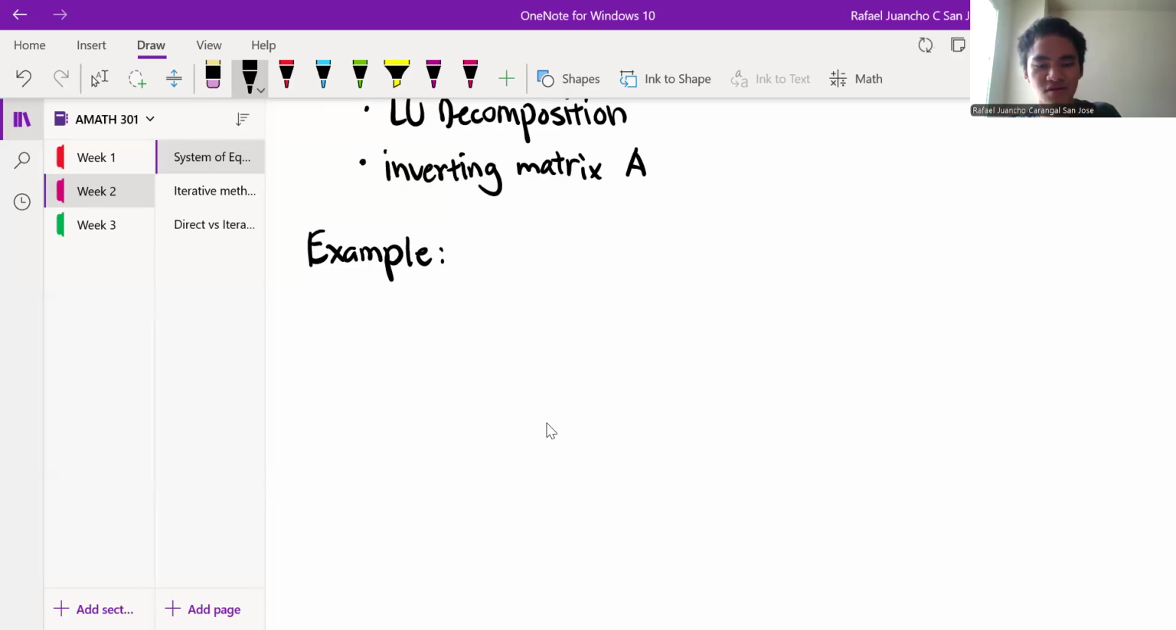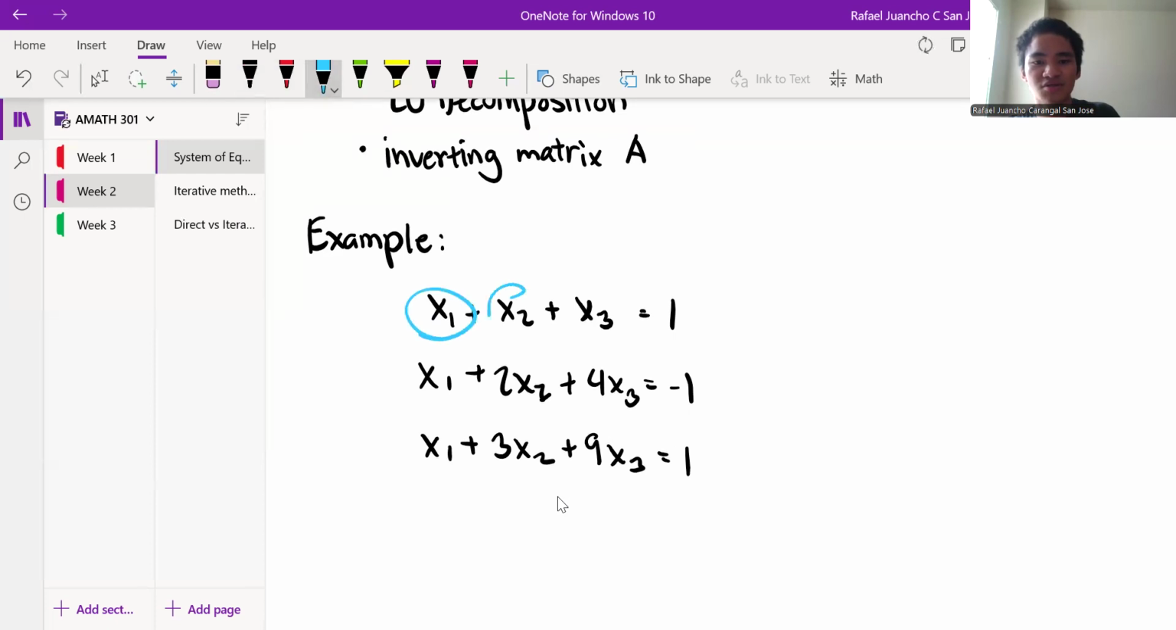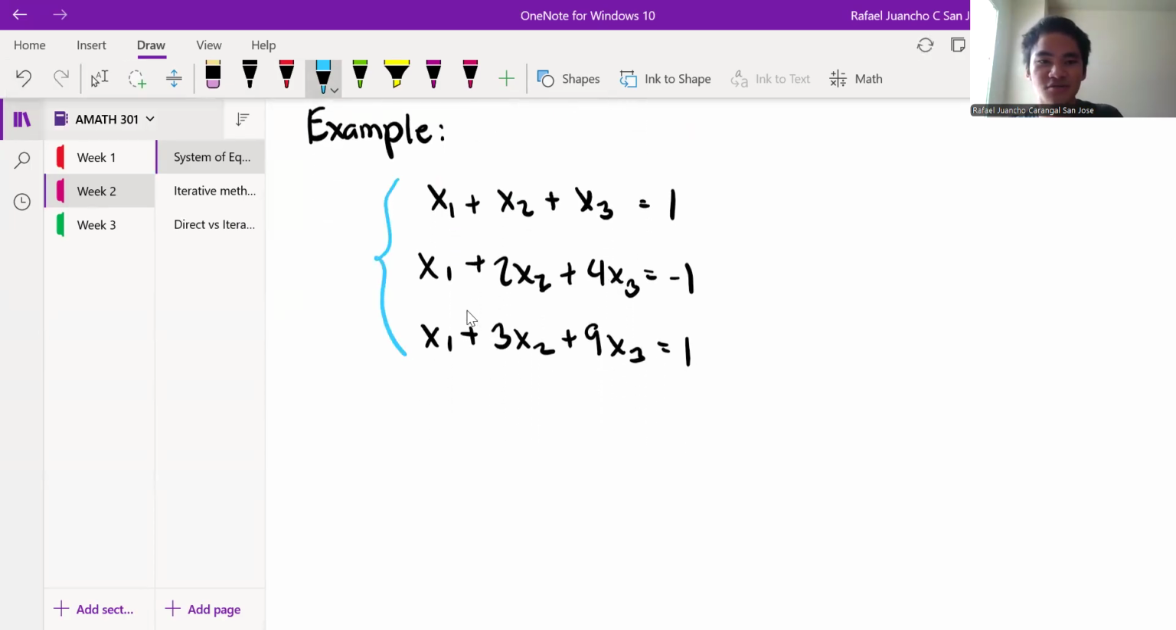Just to start off, x1 plus x2 plus x3 is equal to 1. x1 plus 2x2 plus 4x3 equals -1. And then x1 plus 3x2 plus 9x3. So here we have 3 unknowns, which are x1, x2, x3. And so we need 3 equations in order to solve all of them.